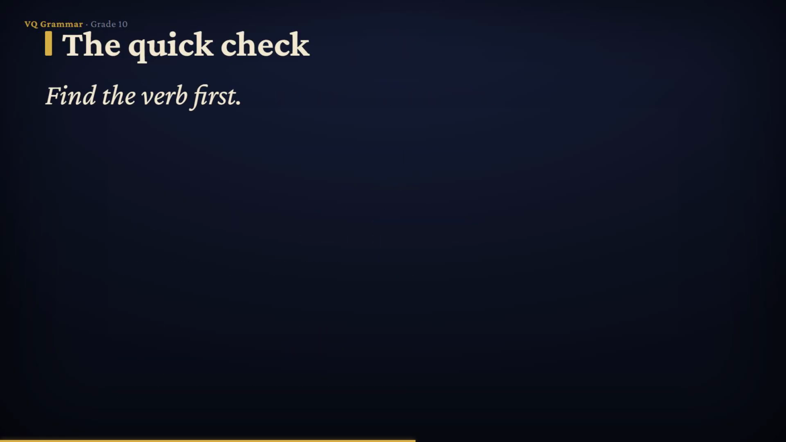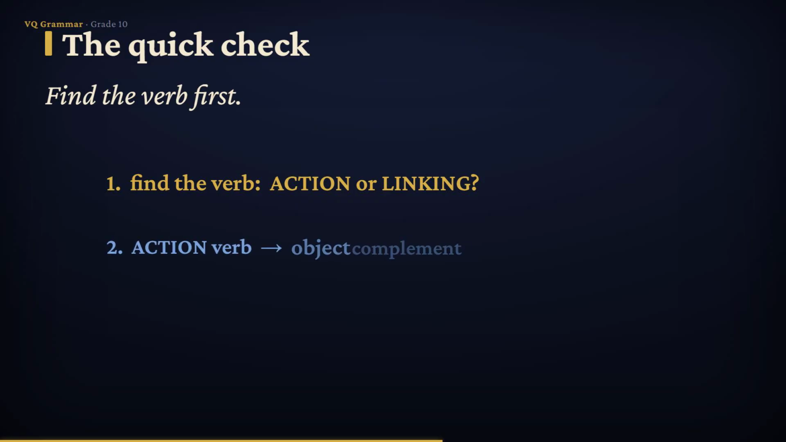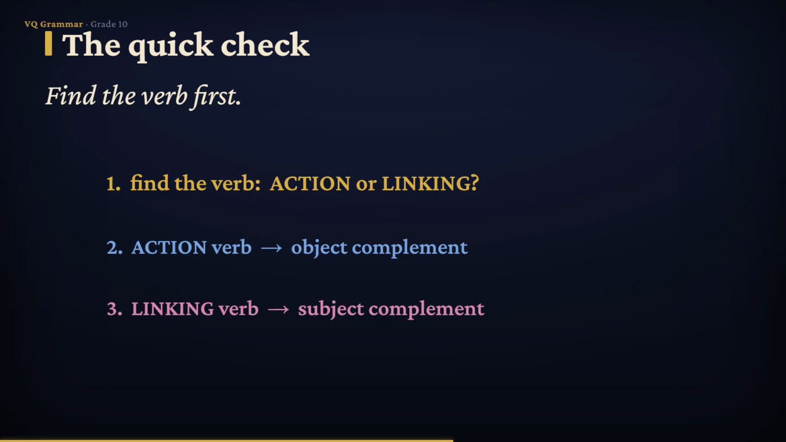Let's boil the whole lesson into a quick check you can run on any sentence. Step 1. Find the verb and ask whether it's an action verb or a linking verb. That one question does most of the work for you. Step 2. If it's an action verb with a direct object and an extra word is writing along right behind that object, you're looking at an object complement. Step 3. If the verb is a linking verb, then any word completing it is a subject complement.